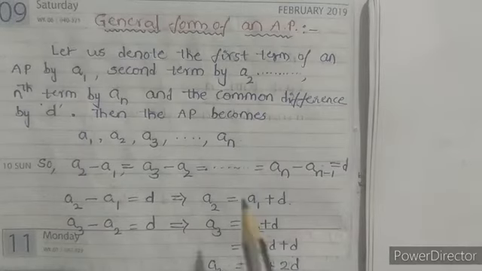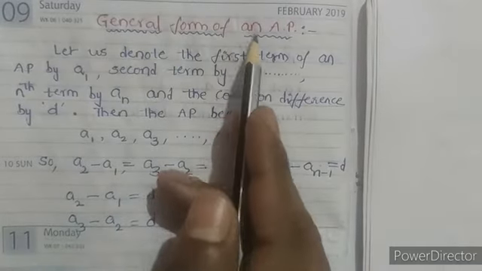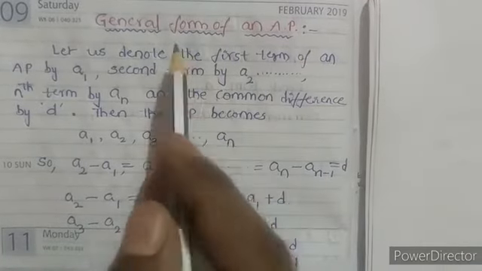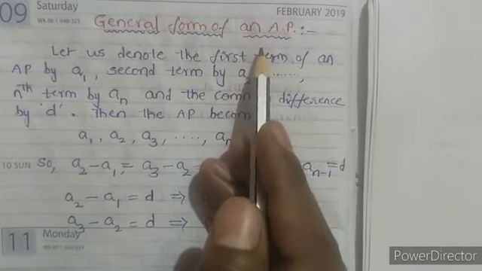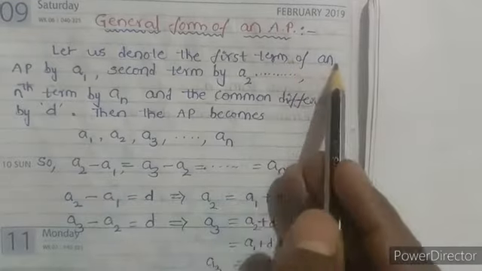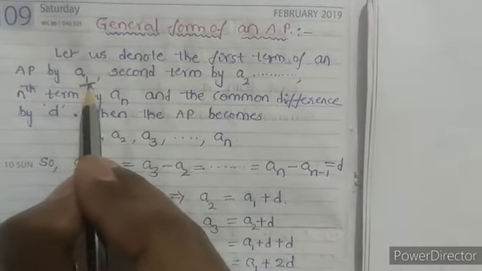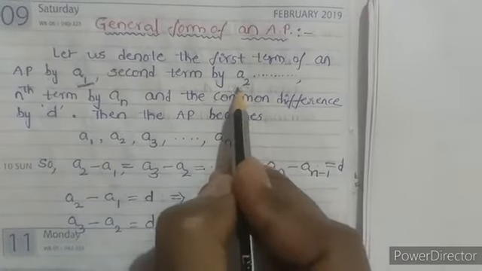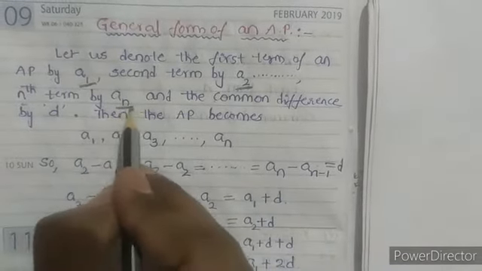In this class, let us discuss the general form of an arithmetic progression. How to find out the general form of an arithmetic progression, we are discussing now. Let us denote the first term of an arithmetic progression by A1. First term is represented by A1. Second term is represented by A2. So the nth term is represented by An.